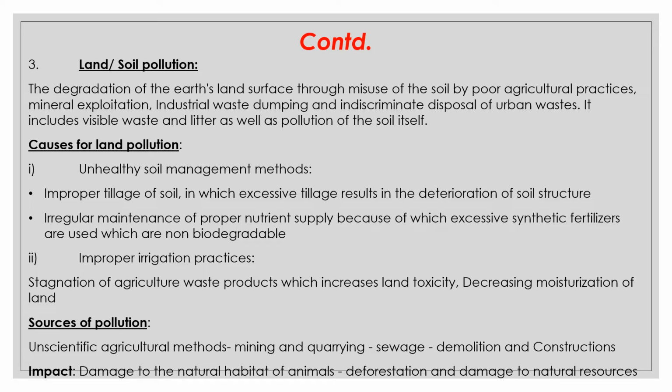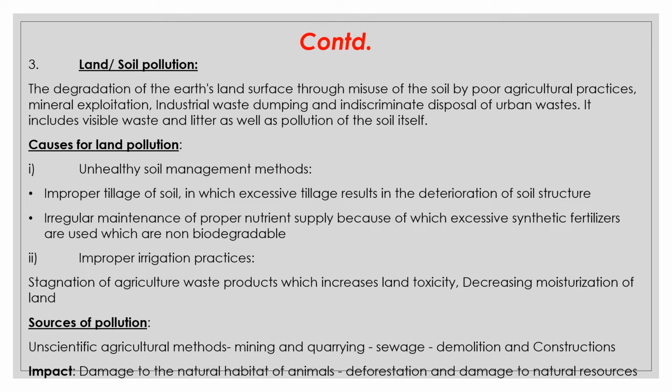And sources of pollution are unscientific agricultural methods, as I said earlier, mining and quarrying, sewage, demolition and constructions. A lot of garbage and debris will be produced in demolishing buildings, houses. So when they are dumped into a site, the entire locality will become polluted.